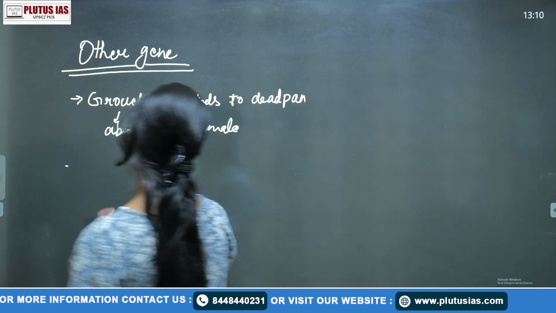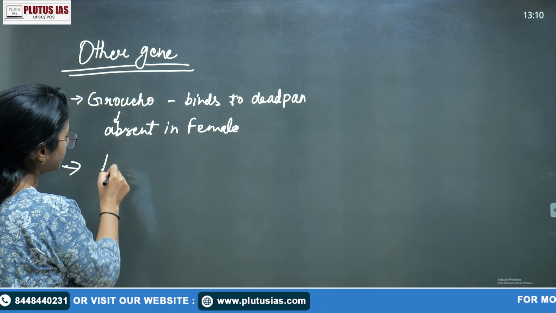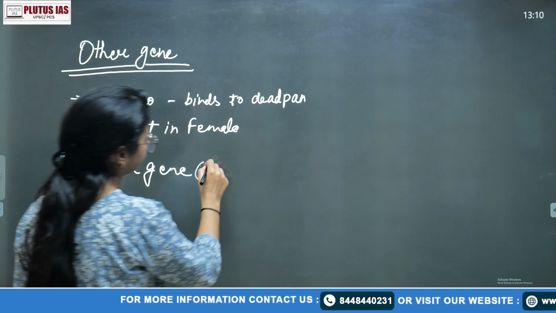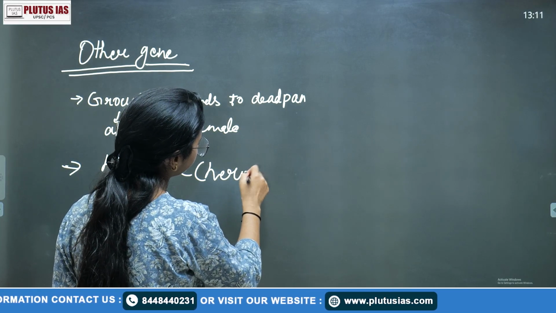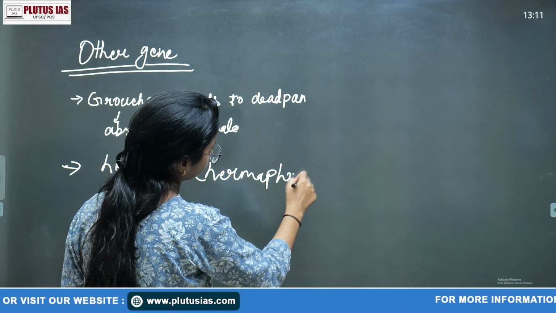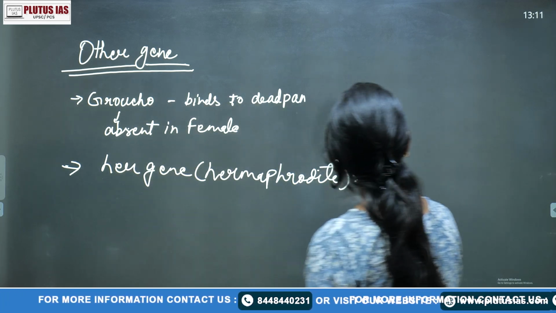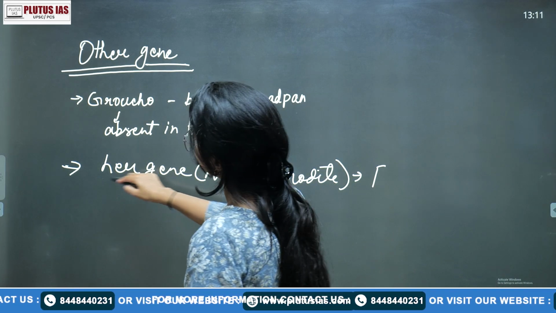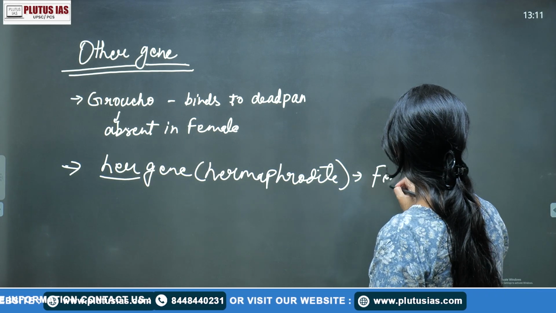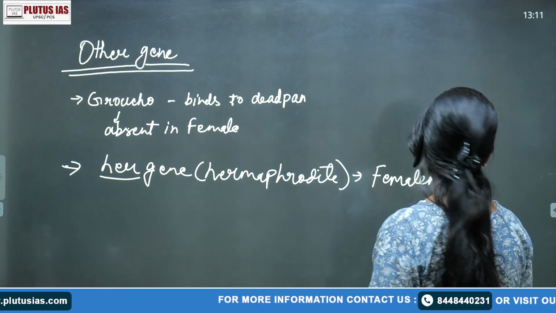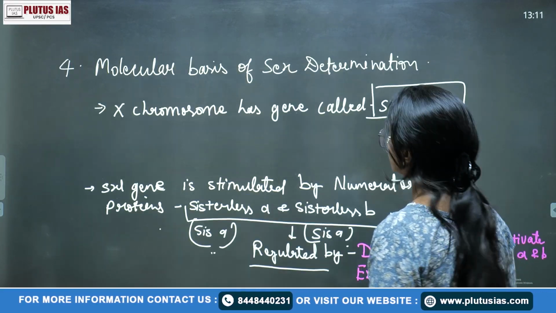There is one more gene here. The name of that gene is Her gene. Her gene is hermaphrodite. This gene is responsible for femaleness. So now we have just finished all these 4 types.